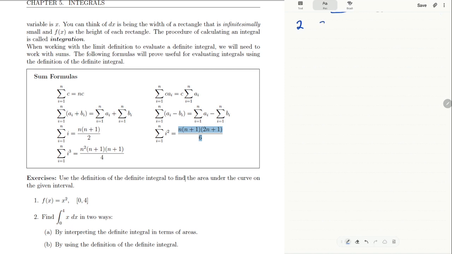So now let's have a look at the integral from 0 to 4 of x dx. So this is the area underneath the curve y equals x on the interval from 0 to 4. And we'll calculate this area in two different ways. So one is by interpreting the integral in terms of an area, and the second is by using the definition. So let's draw the area that we're interested in.